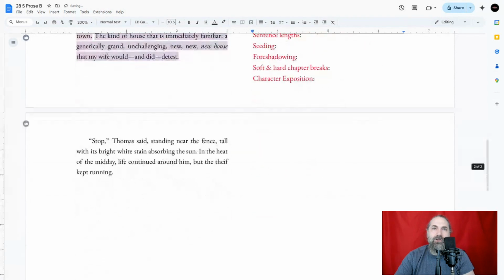All right. So to explain movement real quick. Stop, Thomas said, standing near the fence, tall with its bright white stain absorbing the sun. Okay. Thomas said, where is Thomas when he said it? Well, he's standing near a fence. What about the fence? Well, the fence is tall with its bright white stain absorbing the sun. Okay. Well, what time of day is it that the sun is out, that it is hot? Well, it's in the heat of the midday.